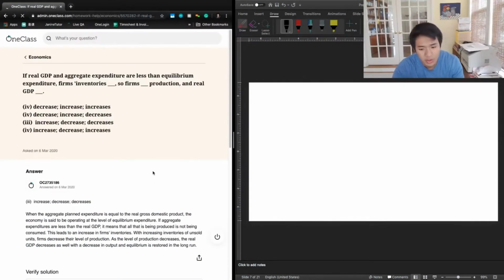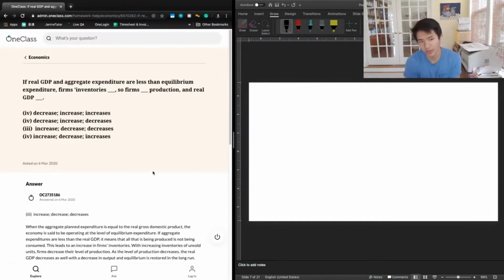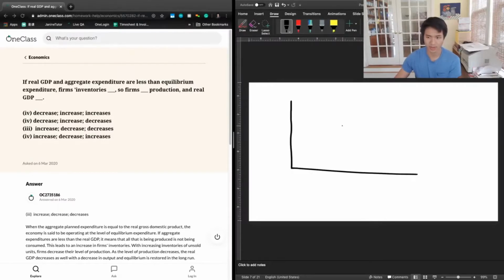So the next question says, if real GDP and aggregate expenditures are less than equilibrium expenditures, firms' inventories blank, so firms blank production and real GDP blanks. So what we have here is a situation we can depict on the dynamic aggregate demand aggregate supply model, right? So we have long run aggregate supply, which is also known as potential GDP, and we say real GDP and aggregate expenditure is less than equilibrium expenditure.